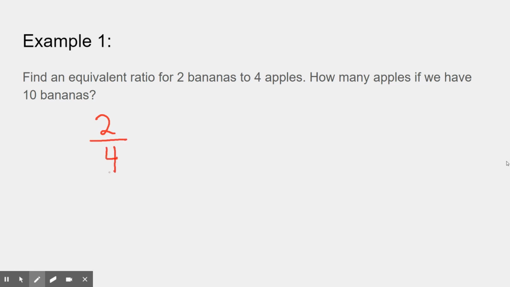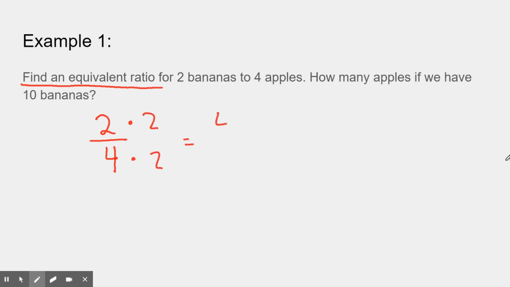Now, to find an equivalent ratio in general, which would be this first part of the problem, all we need to do is multiply both the top term and the bottom term by some number. It doesn't matter what we choose, as long as it's not 1 or 0. Those aren't really going to help us at all. So let's say we want to multiply these by 2.